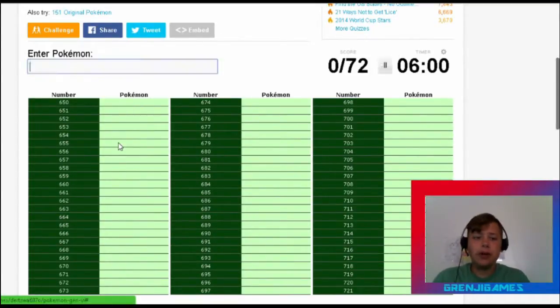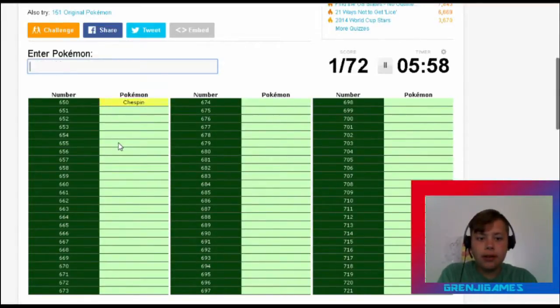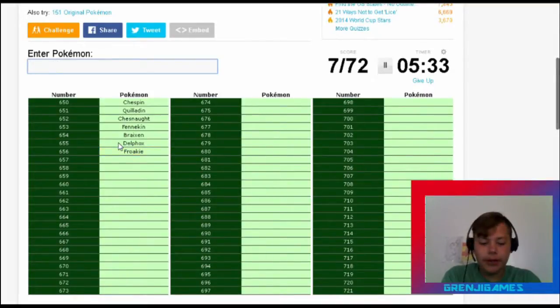So let's press play quiz, and let's get Chespin. Let's get Quilladin. Let's get Chesnaught. Let's get Fennekin. It's Fennekin. There is Braixen, and then there's Delphox. Now for the best starter, Froakie. There is Frogadier. Then there is Greninja.